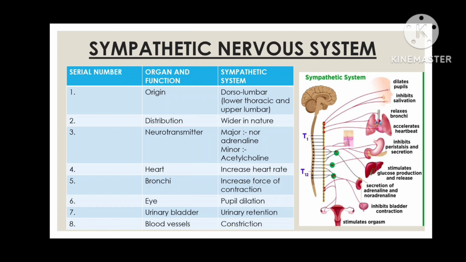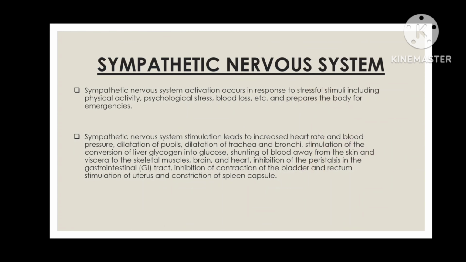Sympathetic nervous system. Its origin is thoracolumbar, distribution is wider in nature, neurotransmitter major is adrenaline and minor is acetylcholine. Heart increases heart rate, bronchi increases force of contraction, eye pupil dilation, urinary bladder urinary retention, blood vessels constriction. These are the major functions of sympathetic nervous system. Sympathetic nervous system activation occurs in response to stressful stimuli including physical activity, psychological stress, blood loss, etc., and prepares the body for emergencies.